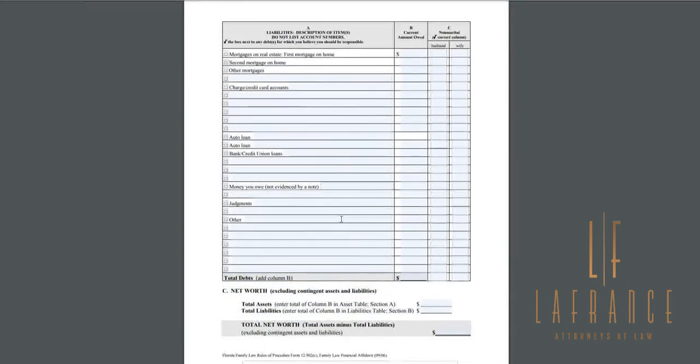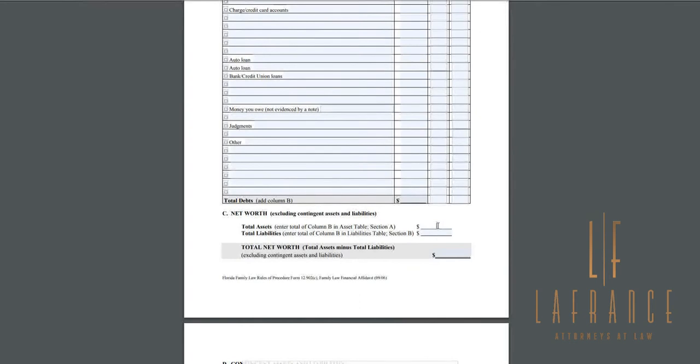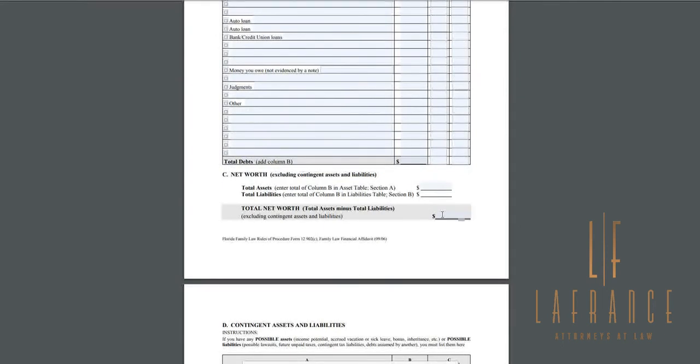And then what you're going to do is you're going to add up all of your assets, and you're going to put that number here. You're going to add up all of your liabilities, and you're going to put that here, and then you're going to put your total net worth. It could be positive or negative, depending upon, again, these two numbers right here.